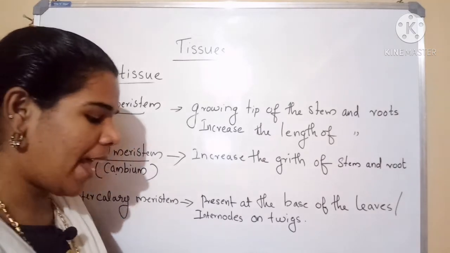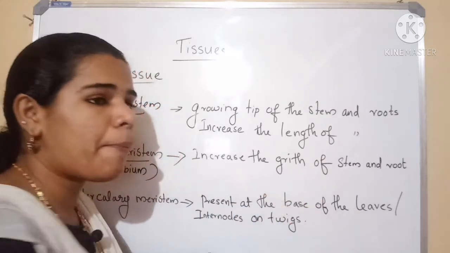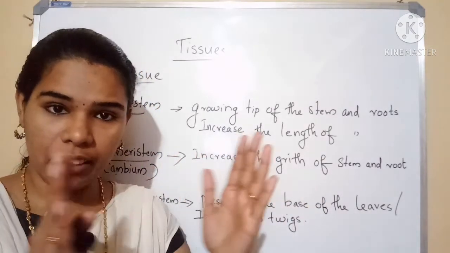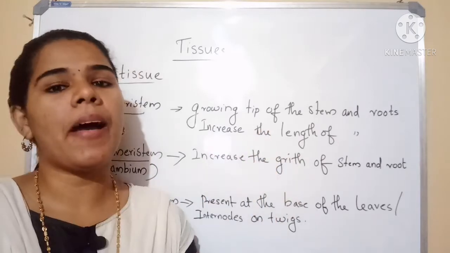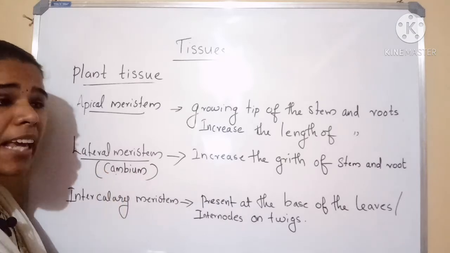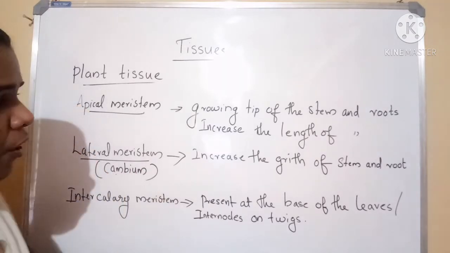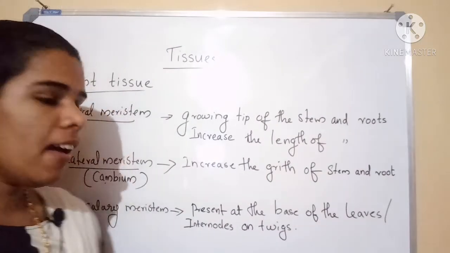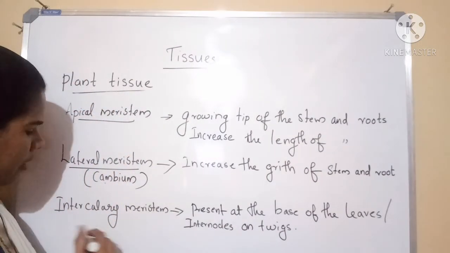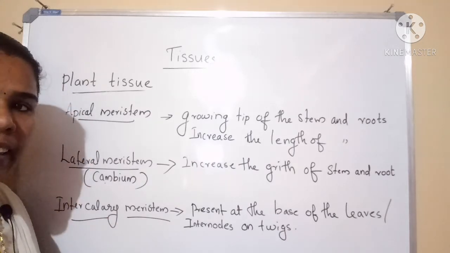The second one is the lateral meristem. Lateral meristems help to increase the girth of the stem and root. This lateral meristem is also called cambium, which you can learn about in your future classes. The last one is the intercalary meristem.